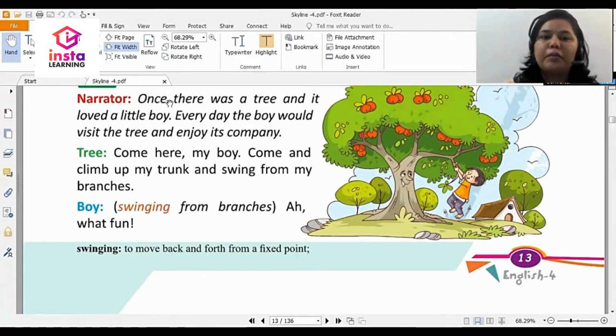about this tree. Narrator: Once there was a tree, and it loved a little boy. Every day, the boy would visit the tree and enjoy its company.